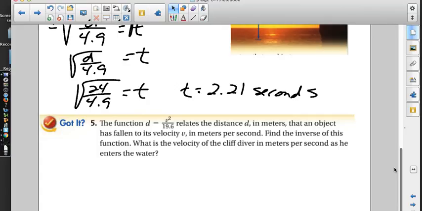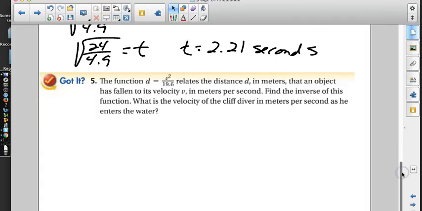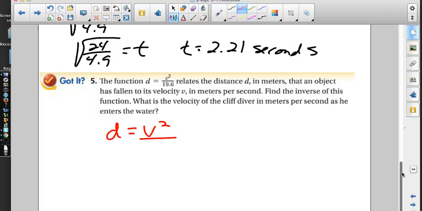All right, down here, the function d equals v squared over 19.6 relates the distance d in meters that an object has fallen to its velocity v in meters per second. Find the inverse of this function. What is the velocity of the cliff diver in meters per second as he enters the water? All right, give me a step. What would you do?